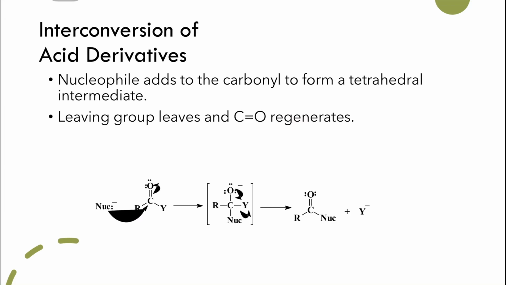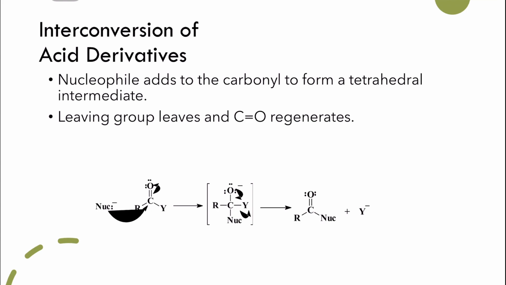So now let's talk about the chemical properties of the acids and acid derivatives. When we talk about the chemical properties, we need to talk about the interconversion of acid derivatives. That means how can we convert one of the acid derivatives to another. The type of reaction that controls this interconversion is called the acyl substitution reaction.